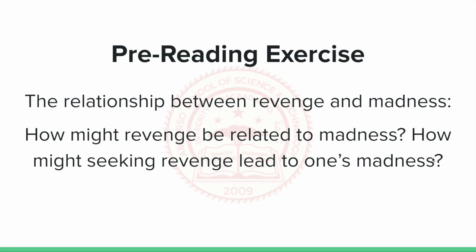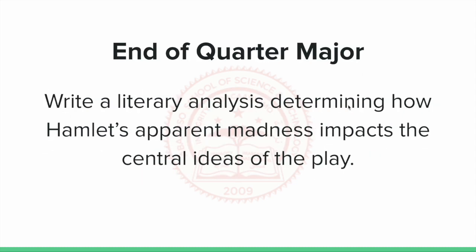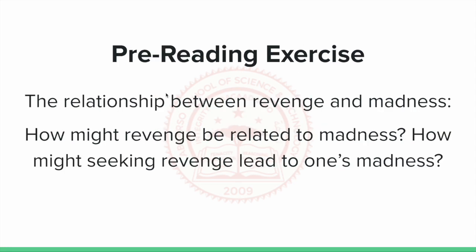Before you pause, I will briefly mention the end of quarter major. Since we're writing a literary analysis about Hamlet's apparent madness, this pre-reading exercise is really an attempt to get a head start on the end of quarter major, right? We'll be discussing these themes throughout, but it's good, I think, to start thinking about these already. So now you can pause and take some time to think about these questions, and then write your thoughts down.